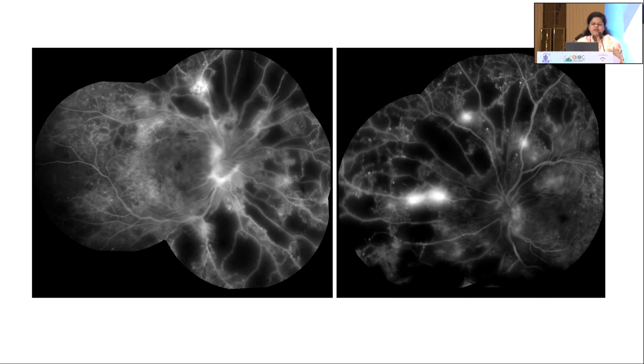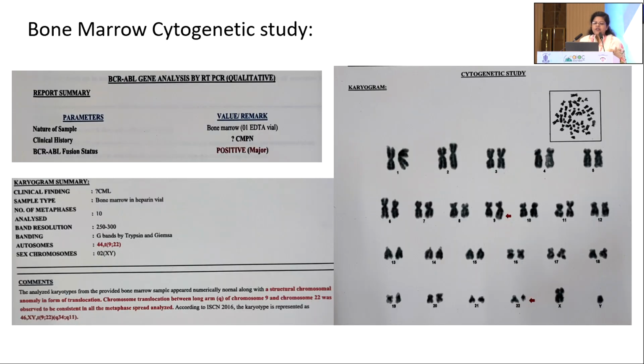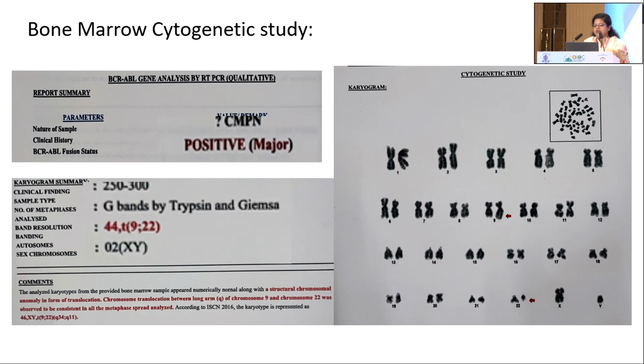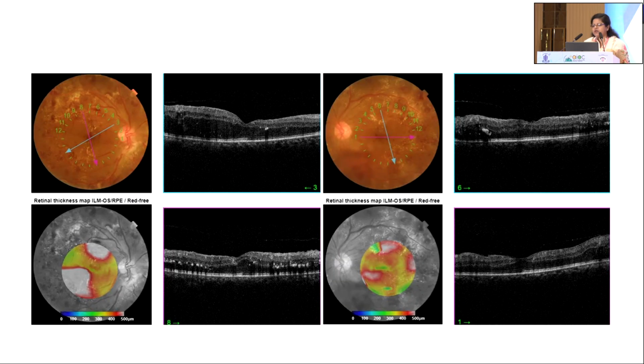This is the angiography picture. As we can see, there is extensive ischemia in all quadrants. Luckily, the macular area is a little bit spared, but there is an extensive capillary non-perfusion area along with neovascularization in other areas. The cytogenetic study confirmed that it is a CML case, and this is the OCT picture with macular edema.